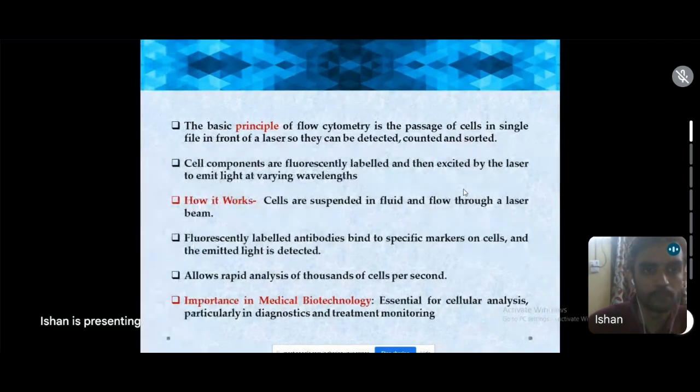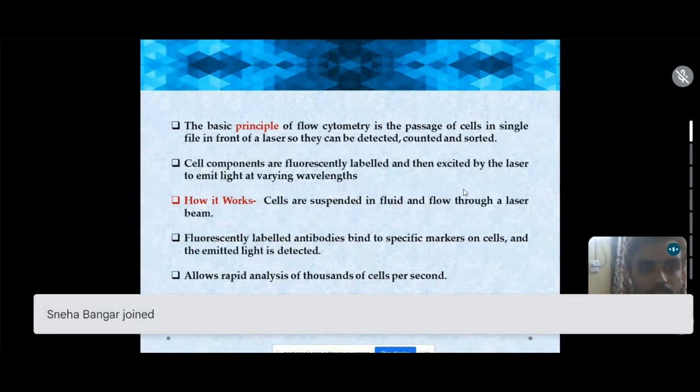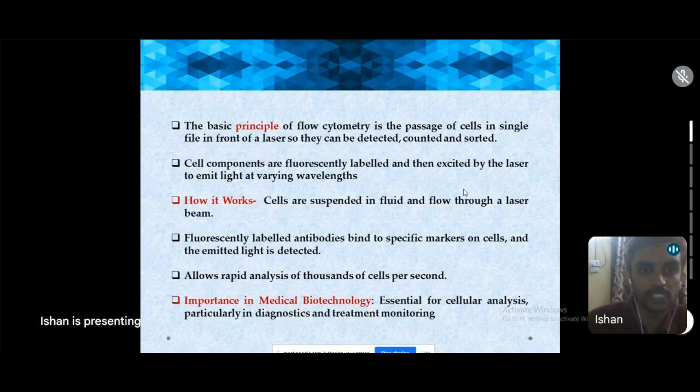Now, coming on to the basic principle. What is the basic principle of flow cytometry? It is the passage of cells in a single file in front of a laser so that they can be detected, counted, and sorted.